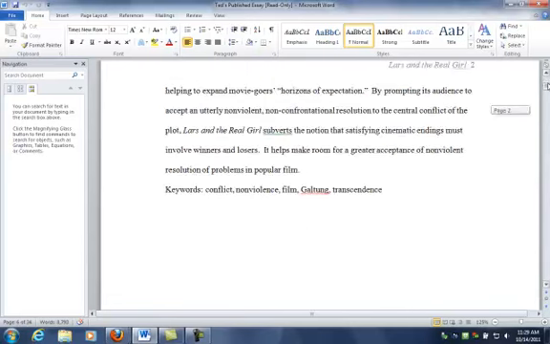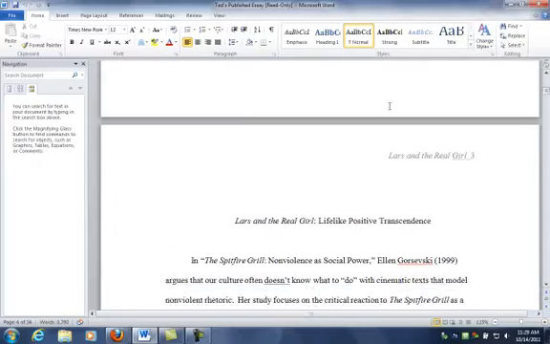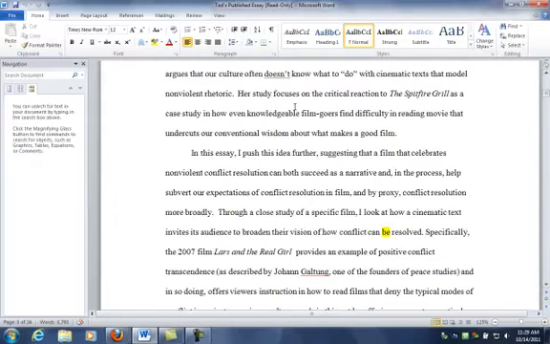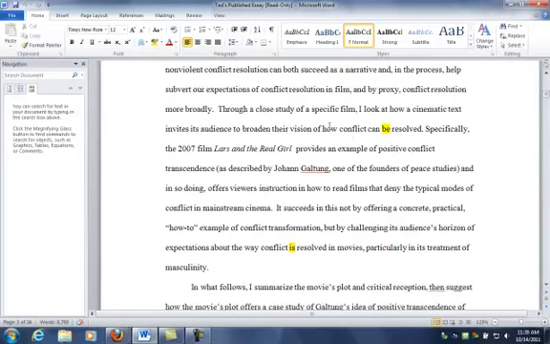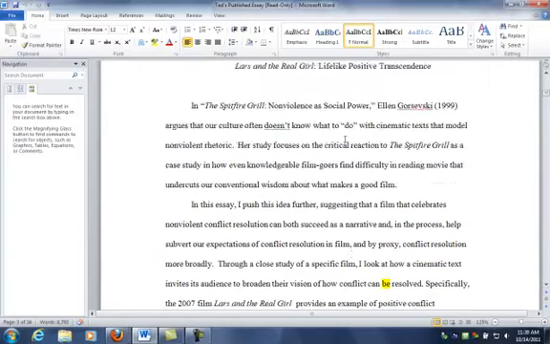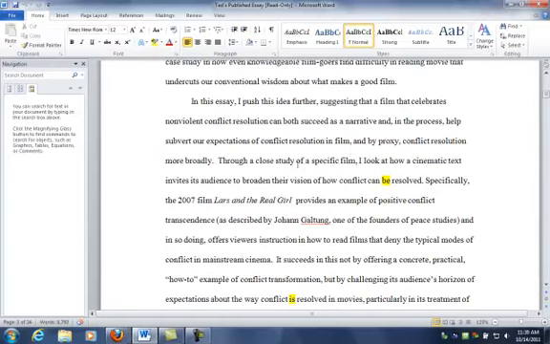So let's find an example of a place where I've used the verb be and how we might change it. So here is the first paragraph of, or actually it's the second paragraph of the draft. Here's the sentence, the first one where be comes up. Through a close study of a specific film, I look at how a cinematic text invites its audience to broaden their vision of how conflict can be resolved.